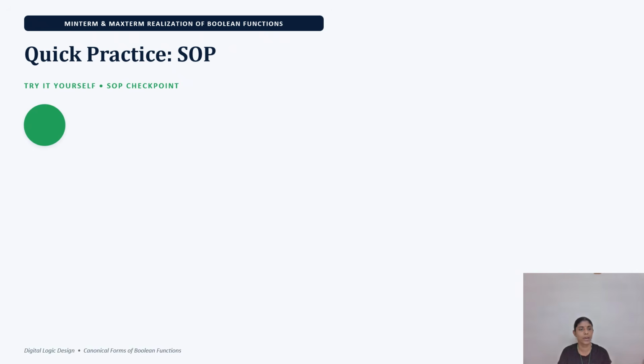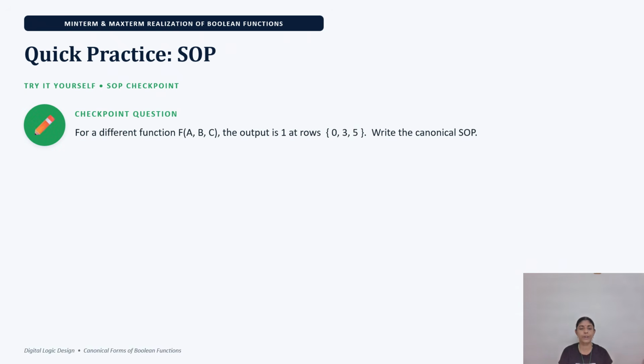So the quick practice of SOP I have given here. Try to do it by yourself. SOP checkpoint. So this is the question I have given. For a different function f of ABC, the output is 1 at rows 0, 3 and 5. Write the canonical SOP. Again, I want to remind you: the output is equal to 1. Where are you getting that output 1? 0, 3 and 5. So what is 0? m0. What is 3? m3. What is 5? m5. So you have to write the minterm for all the 0, 3 and 5. Next you have to use the OR term to add them together.